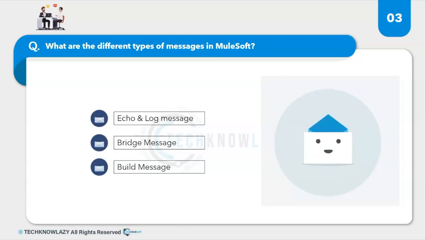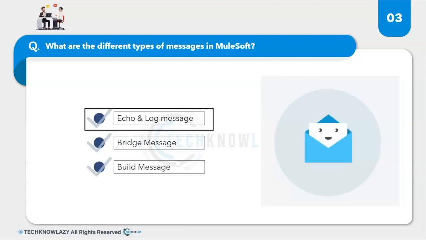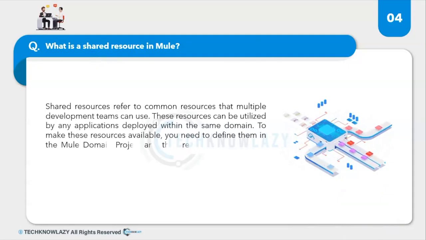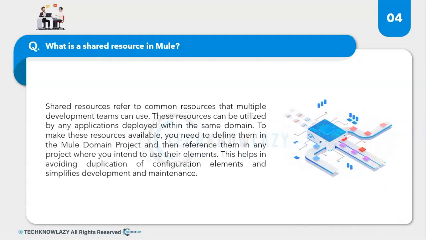Now, having discussed these, let's proceed with the next question, which is, what is a shared resource in MuleSoft? You know that MuleSoft ESB basically connects between data sources and other platforms, right? So when it is connected to a data resource, what exactly do you mean by a shared resource? The answer is that shared resources refer to common resources that multiple development teams use. These resources can be utilized by any applications deployed within the same domain.